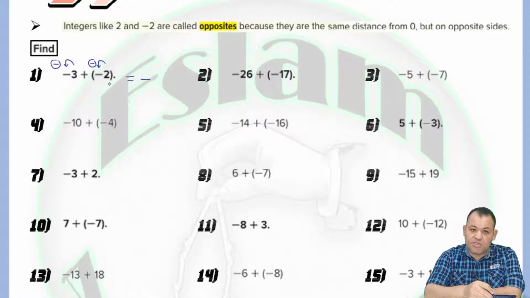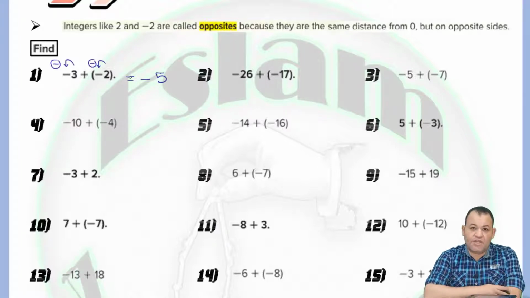3 is greater than 2, so just look at 3 without the sign. 3 is greater than 2. 3 is negative, so the answer will be negative. Now look at the two numbers. The two numbers have the same sign, so we will add them. 3 and 2 equals 5. So you will find that negative 3 plus negative 2 equals negative 5.